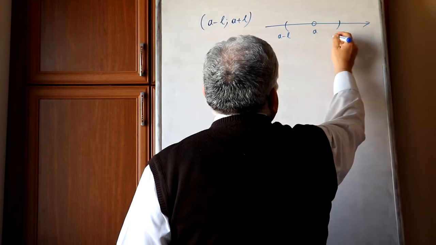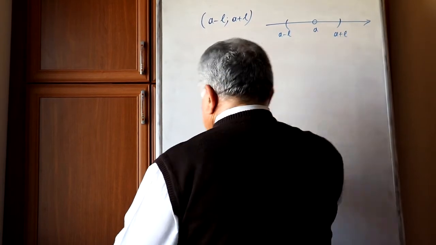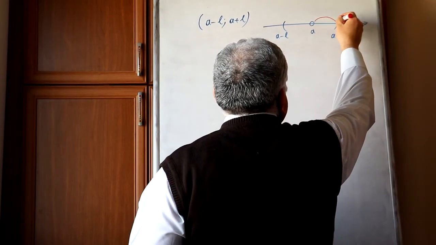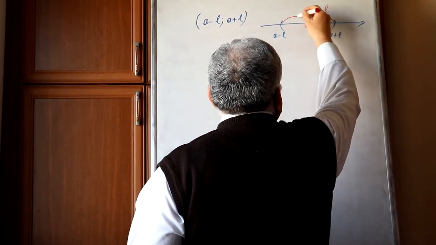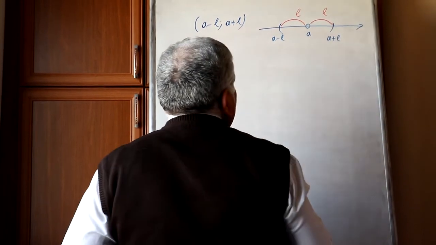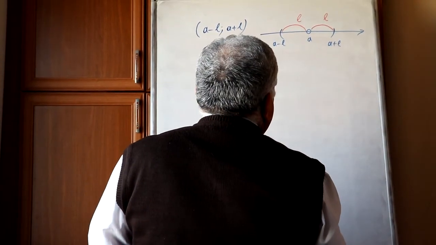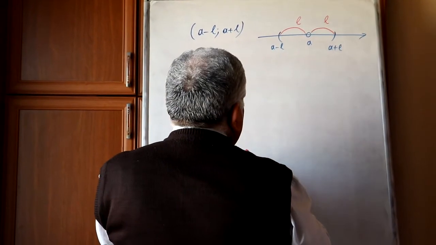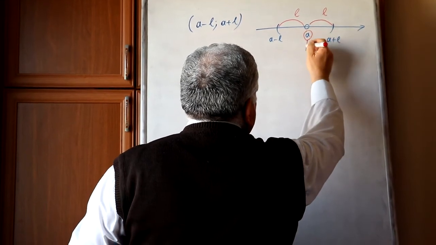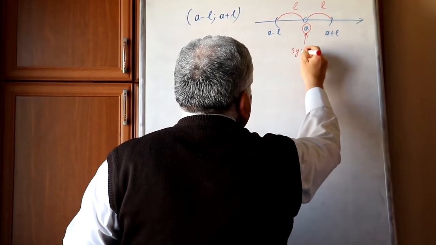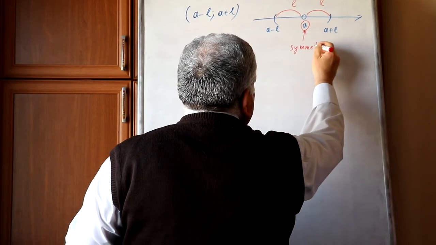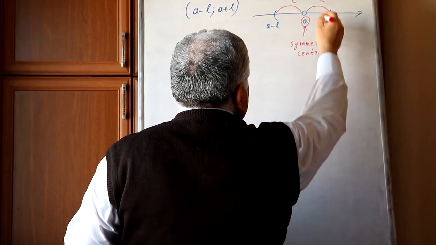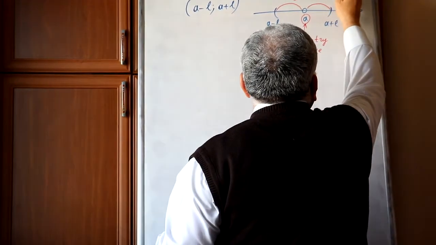A minus L, A plus L. The length of this interval is L, and it is the radius. A is the symmetry center, and L is the radius.